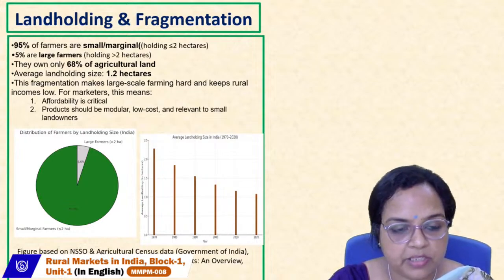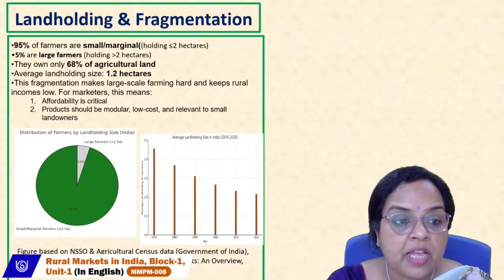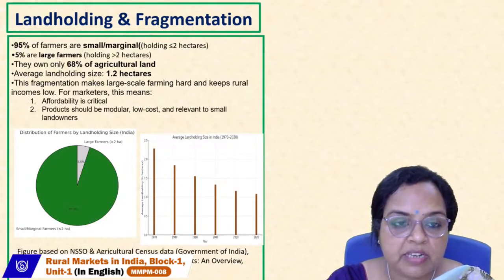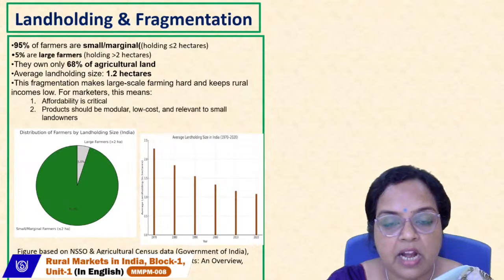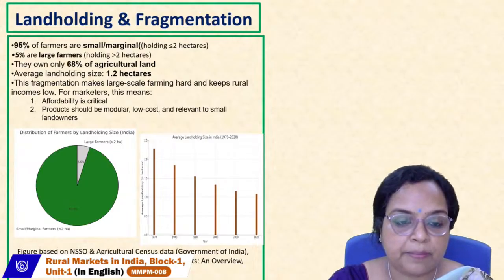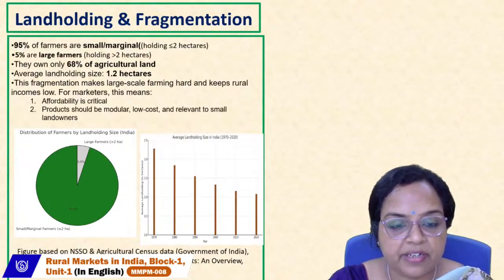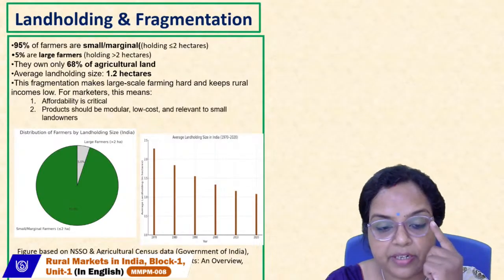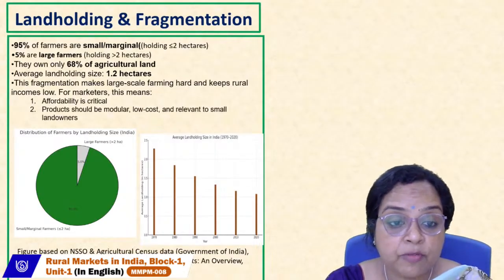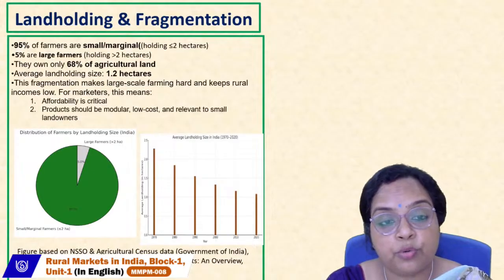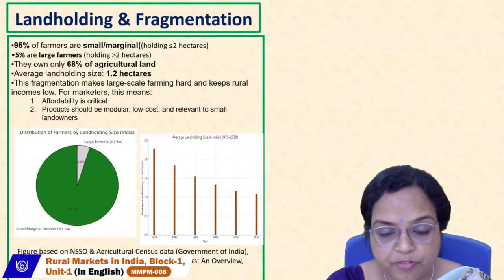Pictures are given. There is a pie chart and there is a histogram. This fragmentation makes large-scale farming hard and keeps rural incomes low. This shows that in the year 1970, the land holding was almost 2.2 hectares per farmer.